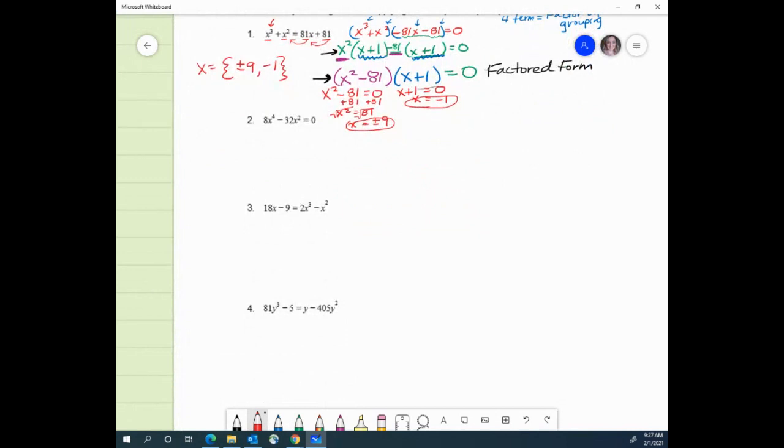So number 2. Let's draw a little line here. All right, number 2, I've got 2 terms. So I'm not going to factor by grouping. I'm just going to take out what they have in common. And so let's look at their coefficients first. 8 and 32, or -32. So let me rewrite. Let's see, let's come over here. I'm just going to rewrite where I've got a little bit more room. Actually, it should be a 32.